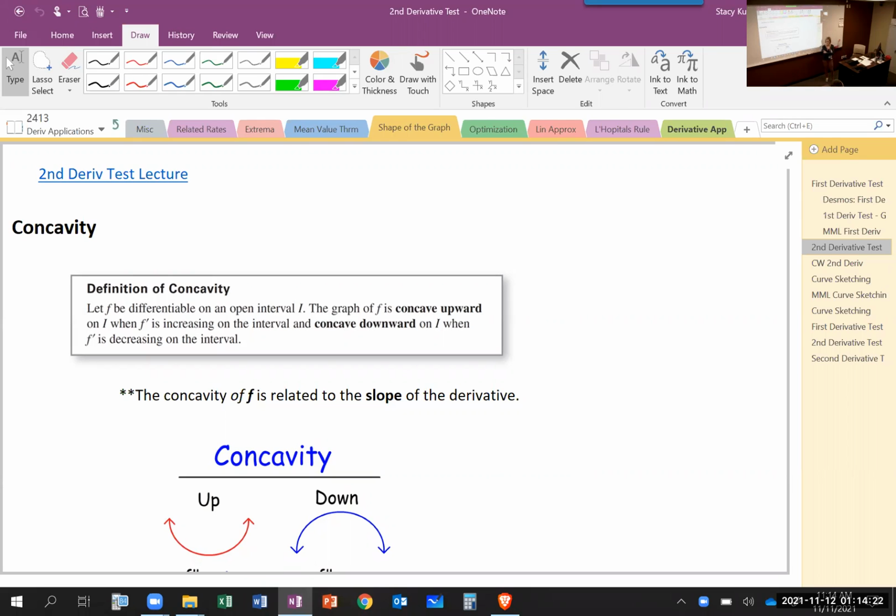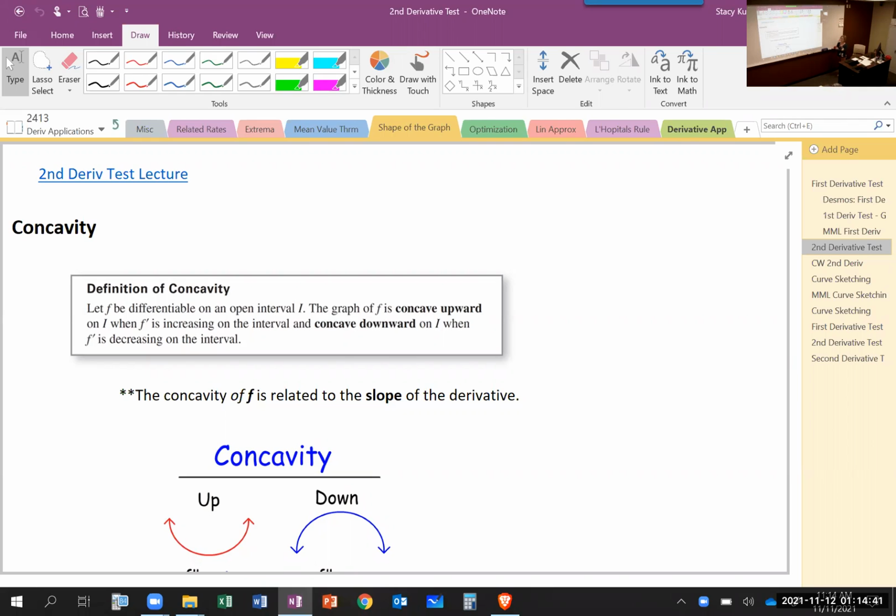And we can also tell what else from taking the first derivative? The max and mins, right? The relative max and mins. So the first derivative tells us where the function is increasing and decreasing. It tells us where we have potential relative or local max and mins.